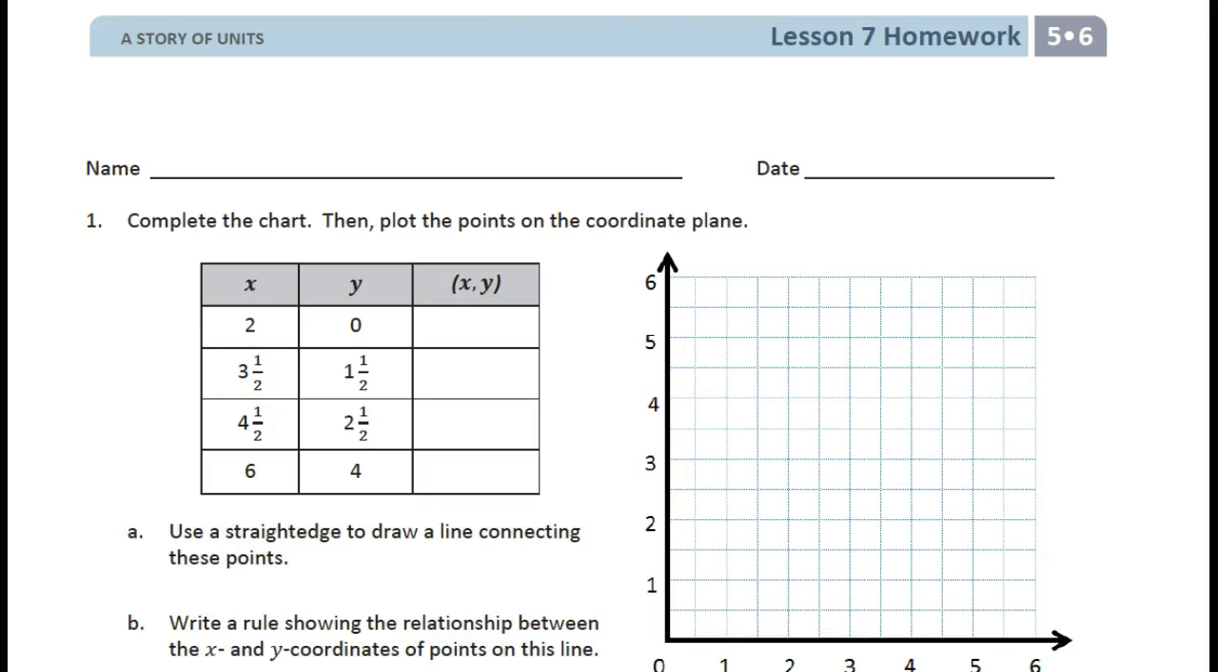So, here we are on Module 6, Lesson 7. And what we're dealing with this time is that they're actually kind of giving us the answer. It's kind of funny. It says complete the chart. That's first. Then, meaning second, plot the points on the coordinate plane. So, there's two columns here.